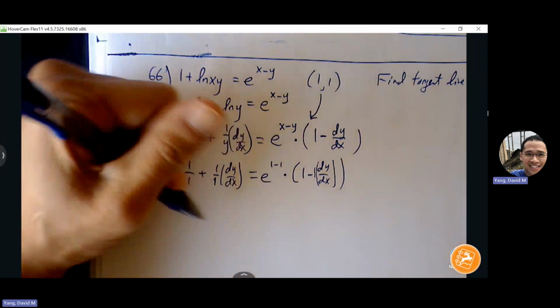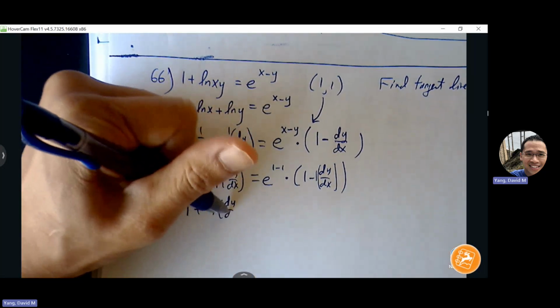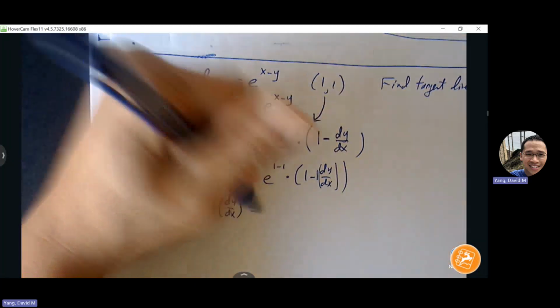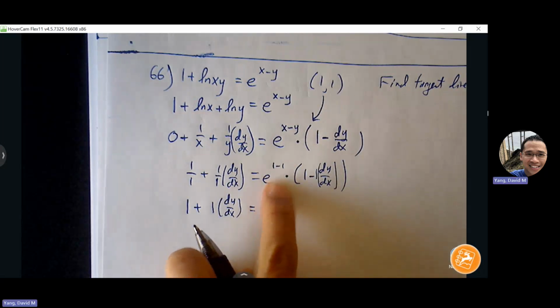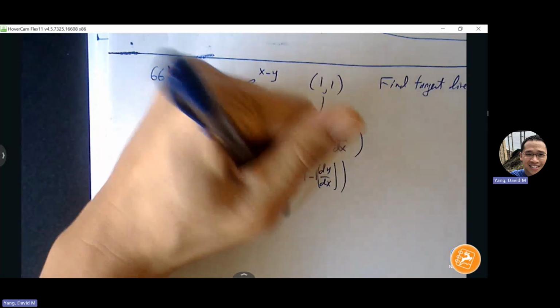Okay, so I get 1 plus 1 dy dx. Actually, I do like having that 1 in front. It helps us later on if we're trying to add like terms, that having that number there is helpful. Equals what? e to the 0, right? Which is 1. Okay, so I'll put e to the 0, but we know it's going to turn into a 1.